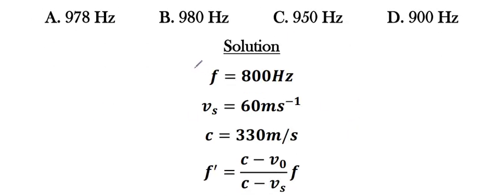So solution: the frequency of the note is 800 Hz. The velocity of the source is 60 meters per second. The speed of sound is 330 meters per second. Sometimes you may want to use 340 meters per second. So if you use 330 meters per second and your answer doesn't feature in the options, you use 340. It just depends on the particular value that was used by the examiner.